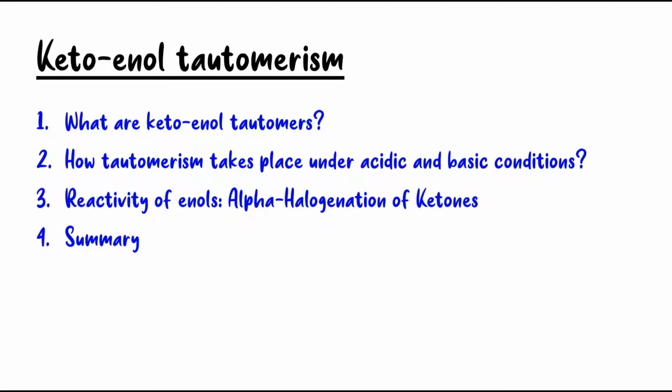What's up everyone? Welcome to this video on Keto-Enol Tautomerism, where I'll be covering the following. We'll firstly look into what Keto-Enol Tautomers are. Secondly, how tautomerism takes place under both acidic and basic conditions. And then finally, looking at the reactivity of enols with a specific example, which is alpha-halogenation of ketones. We'll then wrap up with a quick summary of what we've learned today.